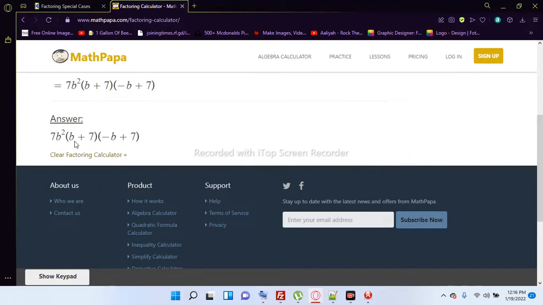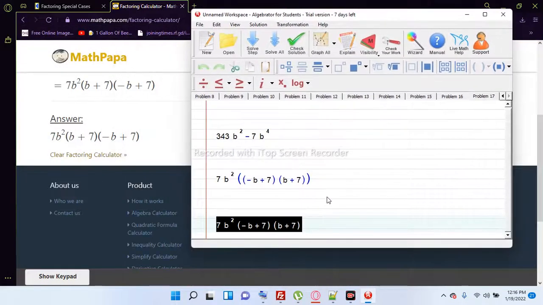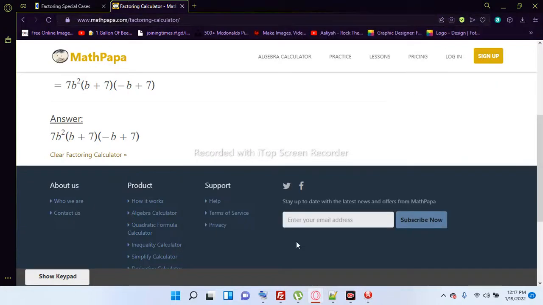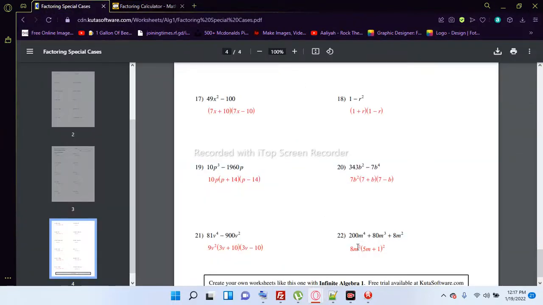And as you see, it's still giving us the same answer as the Algebrator. But it's backward. The Algebrator says 7b squared, minus b plus 7, in parentheses b plus 7. This says b plus 7, minus b plus 7, right? But if you look at this paper here, it says 7b, 7 plus b, and then it has 7 minus b. There's no negative. So something's wrong here.